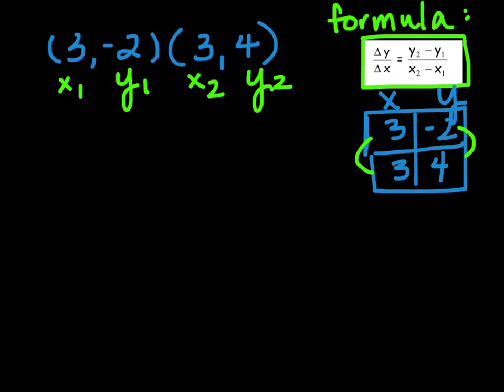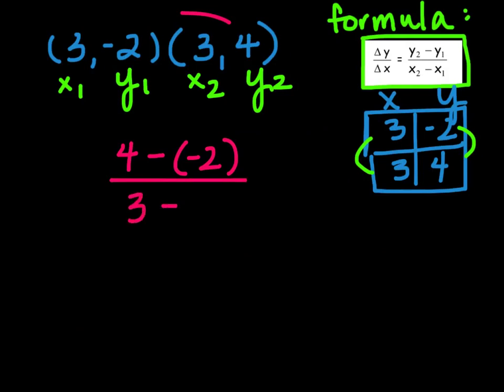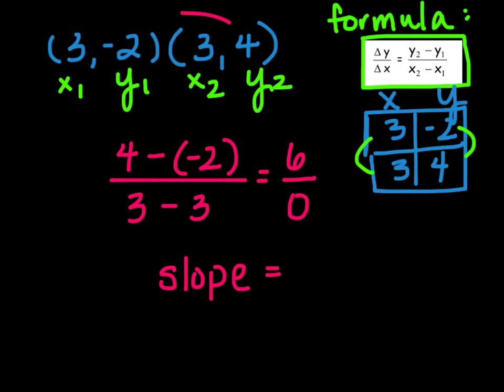So we're going to start with y2 minus y1. So we have here 4 minus, in this case, a negative 2 over the x's, which is 3 minus 3. So here, 4 minus a negative 2 is actually a positive 6, and 3 minus 3 is 0. So when I have 6 divided by 0, that just leaves me with a slope that is actually undefined.